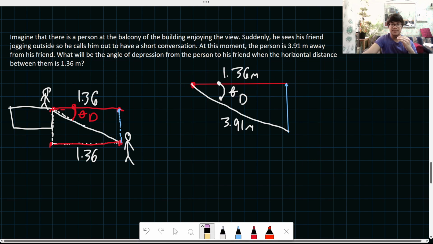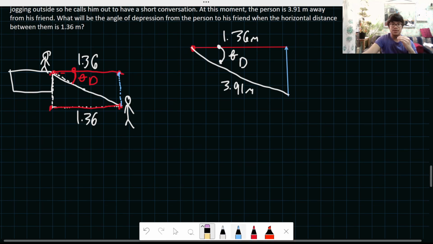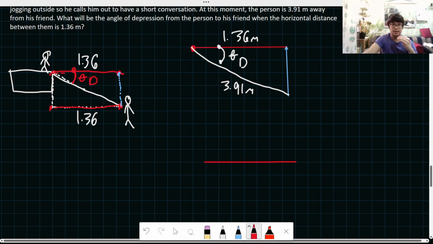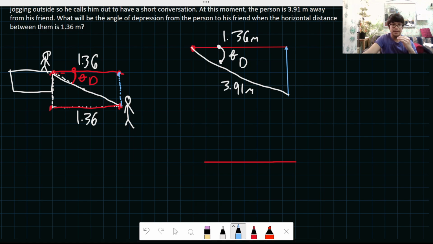The red side acts as a base. So what happens here is we will have like this, like that. Oh, wait, no. Like that, and that's it. So here we have the angle of depression, 3.91 meters, 1.36 meters. That's it.